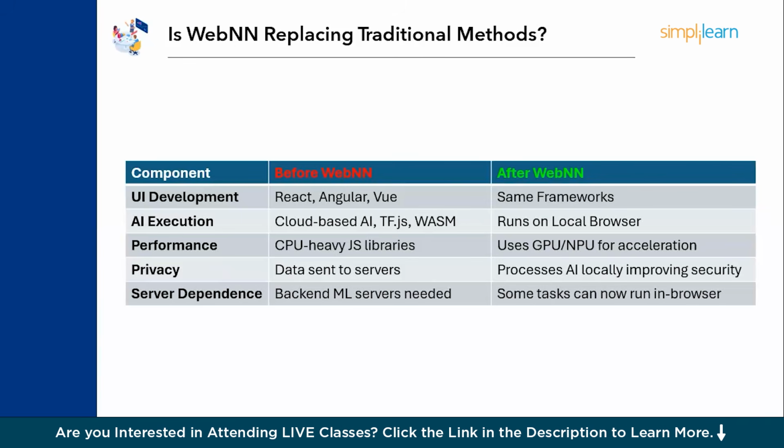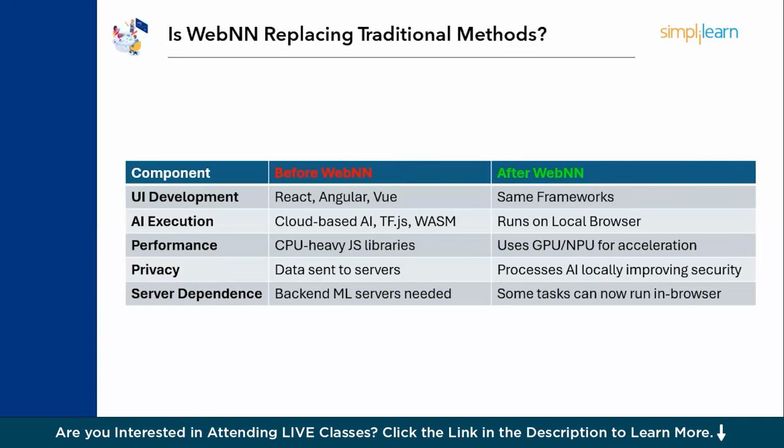For AI executions, cloud-based AI, TensorFlow.js, WASM, right? Now, the only difference is you don't have to rely on these cloud or servers for small or mid-sized applications. You can run them directly on the local browser. That's one enhancement. And performance. CPU and heavy JS libraries. Now they are replaced with graphical processing units and neural processing units for acceleration.